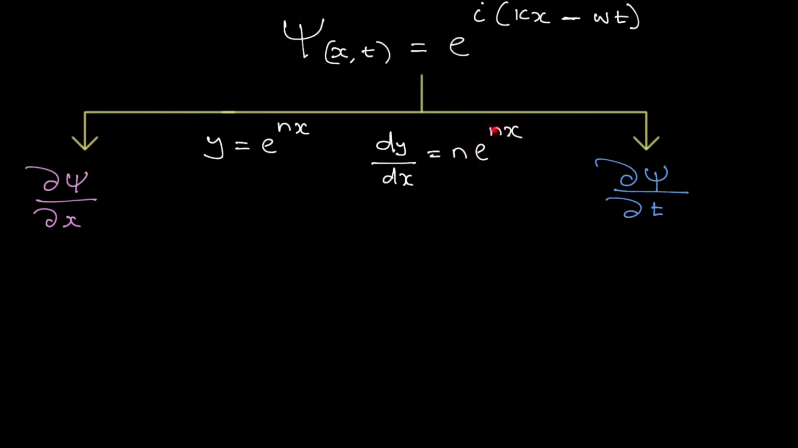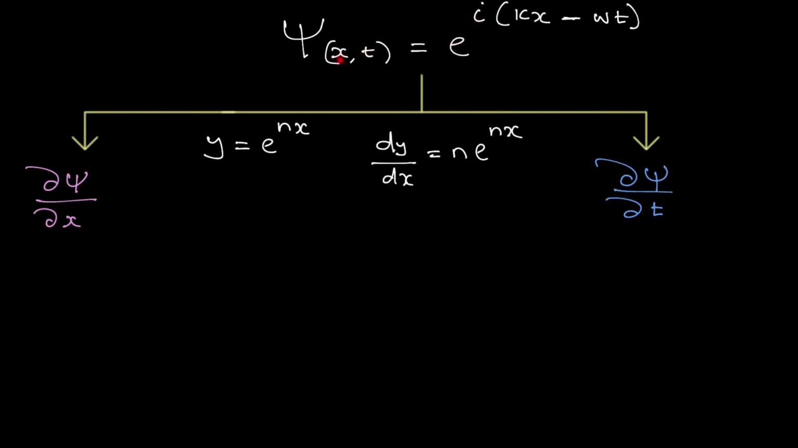So you get a function back times the derivative of the exponent. We're going to do the same thing here. If we differentiate e to the power i(kx − ωt) with respect to x, then ωt will be constant. And so if you differentiate kx, you get k. So that will be k times i times the exponential function itself.